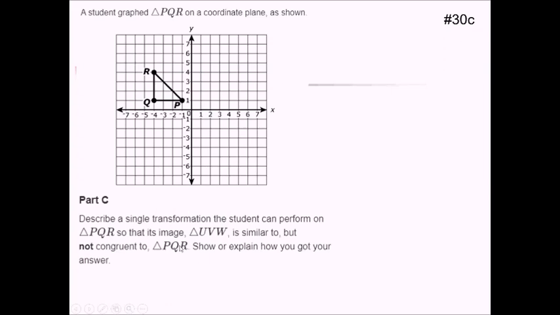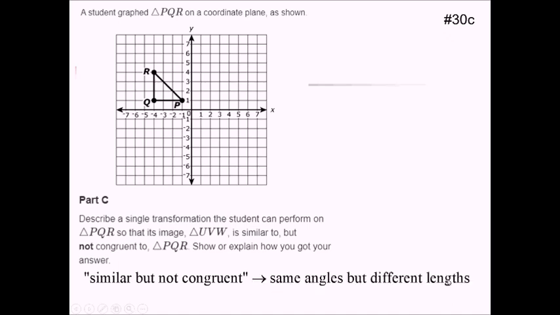For this part of the problem, they want us to describe a single transformation we could perform so that UVW, the image of PQR, is similar but not congruent to the original. Well, similar but not congruent, that's the key words there. That means that we need to have the same angles but different side lengths. The only kind of transformation that ever gives you different side lengths is a dilation with a scale factor other than 1. So for example, you could have a dilation about Q, because we have to specify where the center of this thing is, a dilation about Q with a scale of 2, and that would do the job.